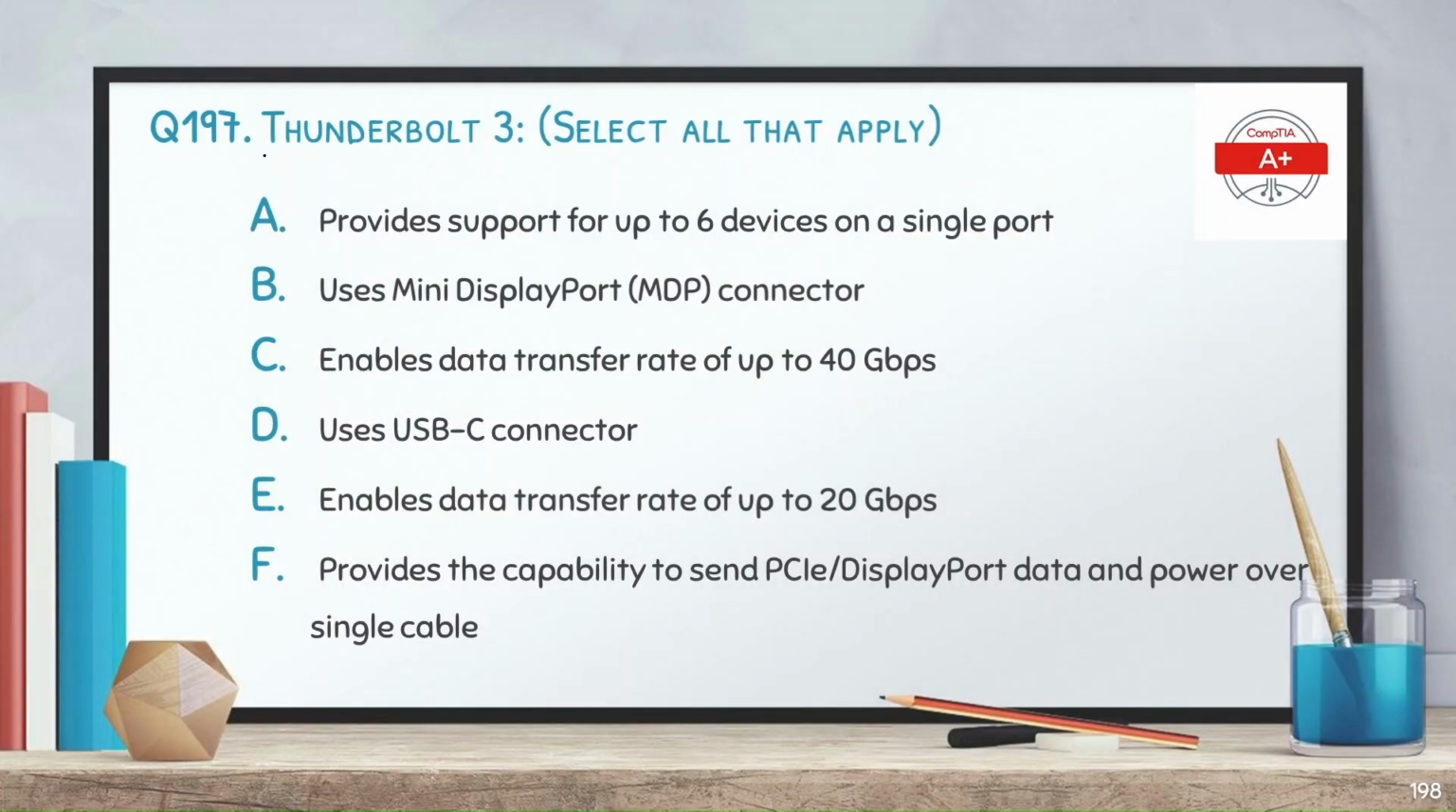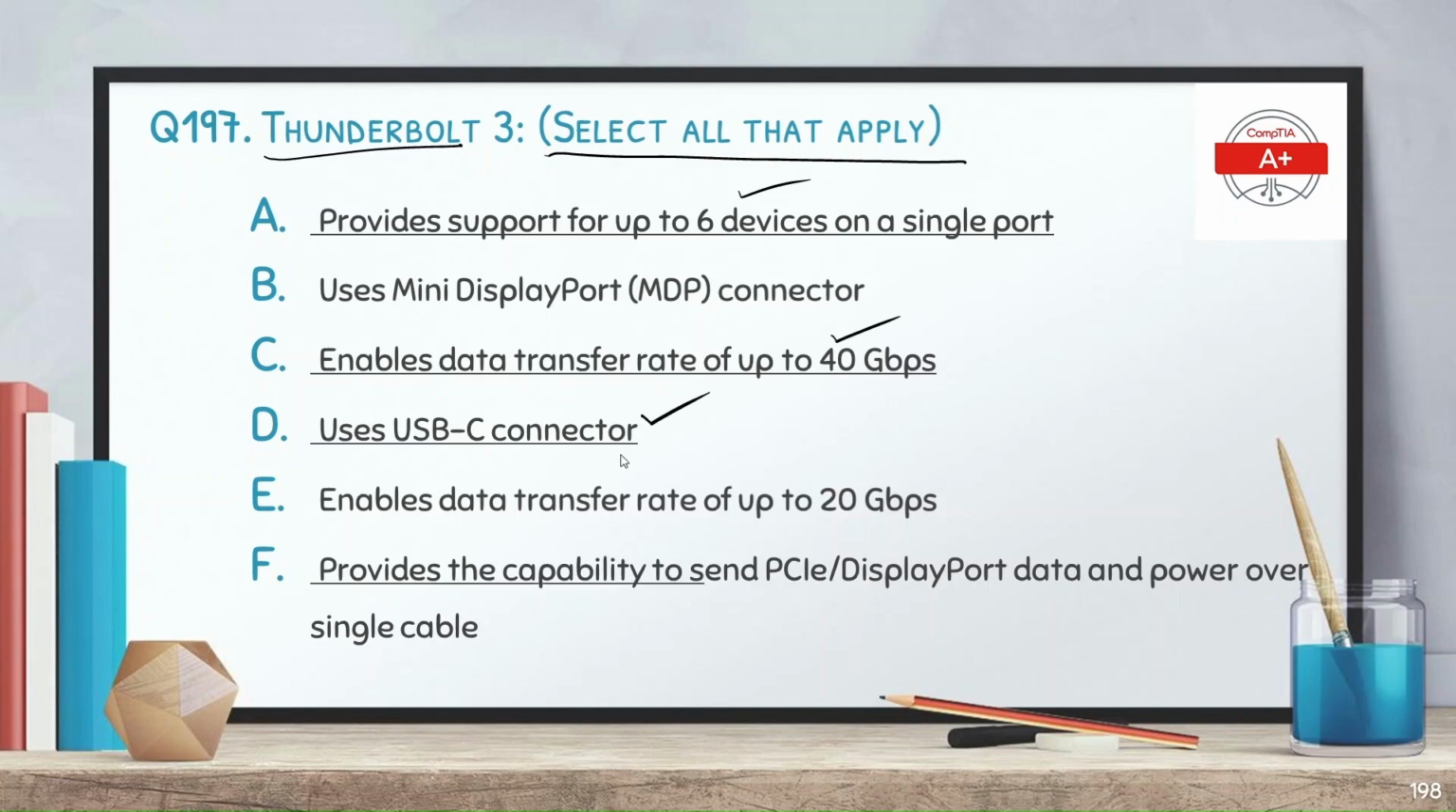Question number 197 is, Thunderbolt 3 refers to, and we have to select again all the correct options. It provides support for up to 6 devices, same as Thunderbolt 2 and 1, which also support 6 devices on a single port. It enables a data transfer rate of up to 40 Gbps, so it has a higher data transfer rate than the previous models, Thunderbolt 2 and 1. It uses a USB-C connector, and it provides the capability to send PCIe and DisplayPort data and power over a single cable.